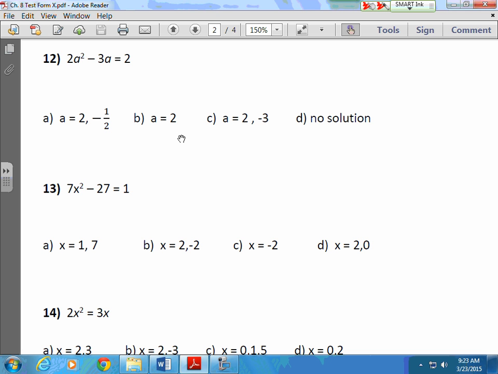Number 12. If we learn from what we did in number 11, we need to set this equal to 0. So to move the 2 over and have nothing left on the right side, it would look like this: 2a squared minus 3a minus 2 equals 0. Factor that.